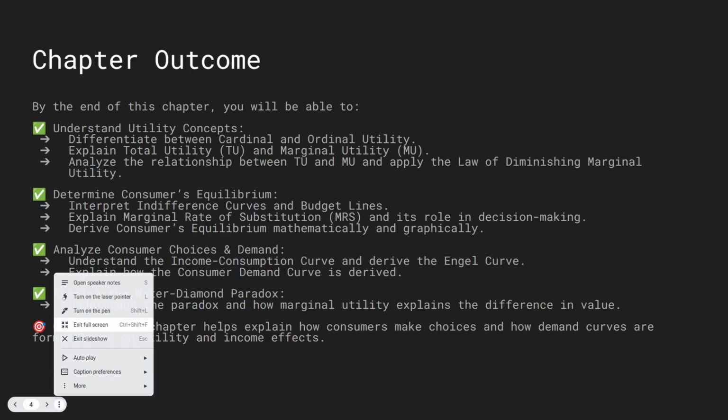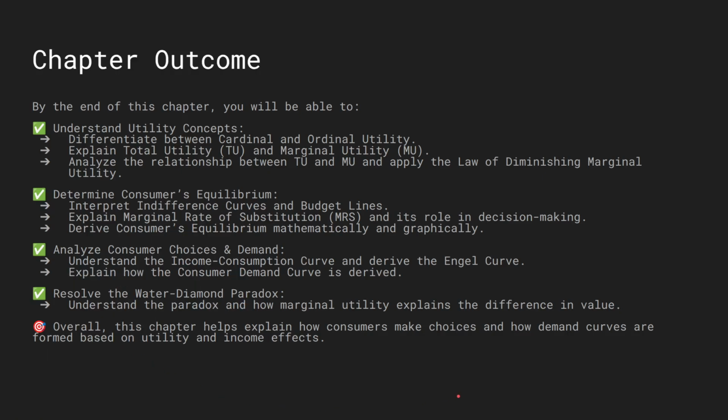Analyze consumer choice and demand. Understand the income consumption curve and derive the Engel curve. Explain how consumer demand curve is derived. Resolve the water diamond paradox. Understand the paradox and how marginal utility explains the difference in value. Overall, this chapter helps explain how consumers make choices and how demand curves are formed based on utility and income effects. I hope we're going to learn something new in this video.